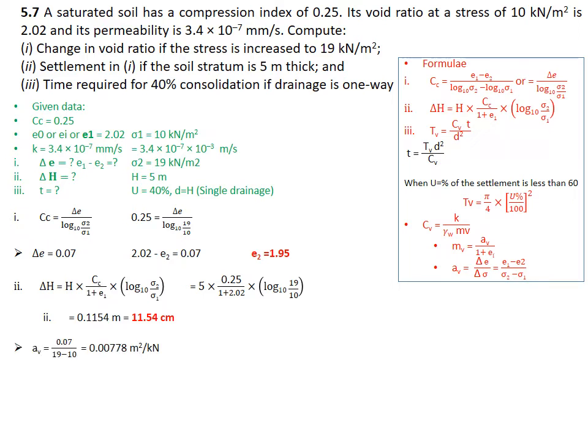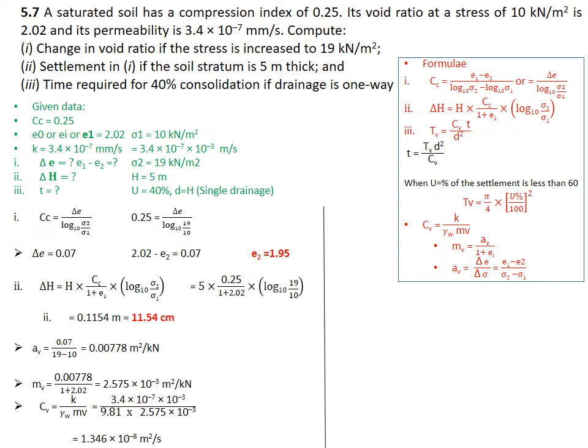First we'll find the value for av, which is delta e by delta sigma. As we have found out the delta e, which is 0.07, and delta sigma is 19 minus 10. So we get the value for av. Now we'll find the value for mv. So again putting the value for av and e initial, we'll directly get the value for mv. Now putting this mv in the formula for Cv, we'll get the value for Cv. You should get it around 1.346 10 power minus 8 meters squared per second. So we have found out the value of Cv.